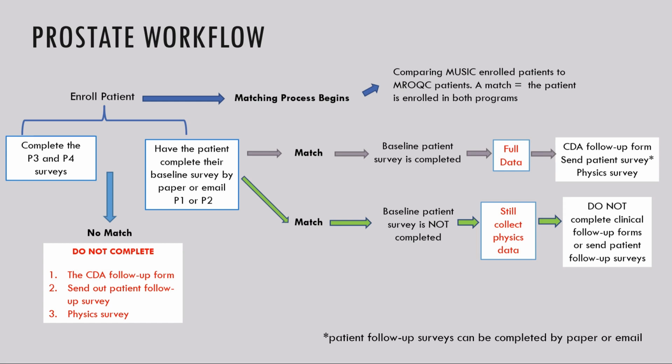The second workflow is the green arrows. The patient matches again, so that means that the patient is enrolled in MROC and in MUSIC, but the patient does not complete their baseline survey as they stated they would. In this case, we will still collect physics data on this person, but no follow-up data will be collected. The third category is patients who do not match at all. On these cases, we still will collect P3, P4, and baseline patient information, but no follow-up or physics data will be collected.